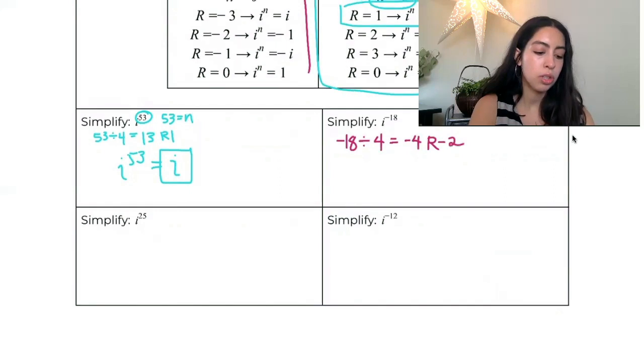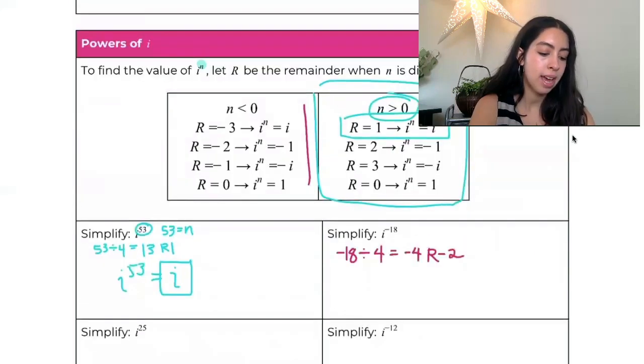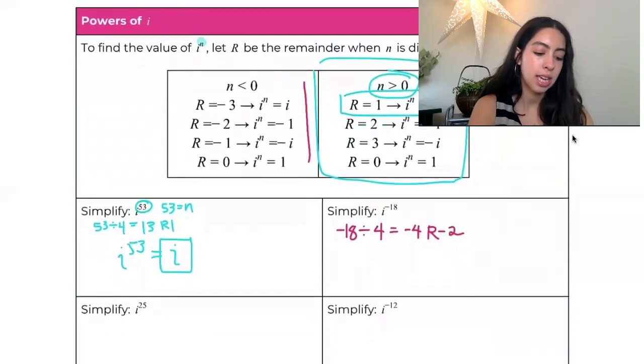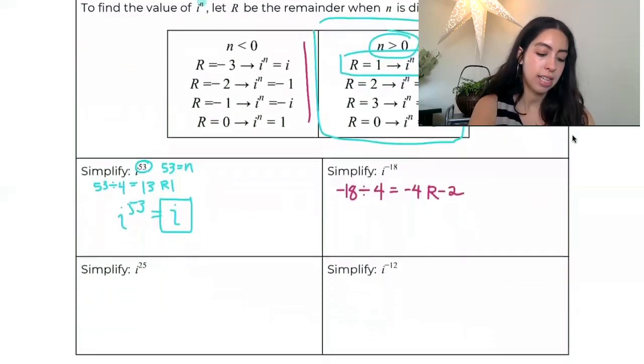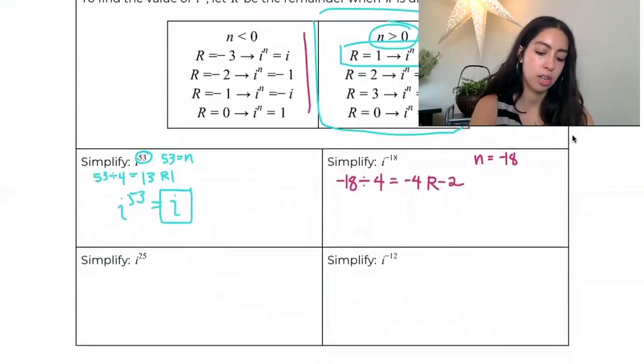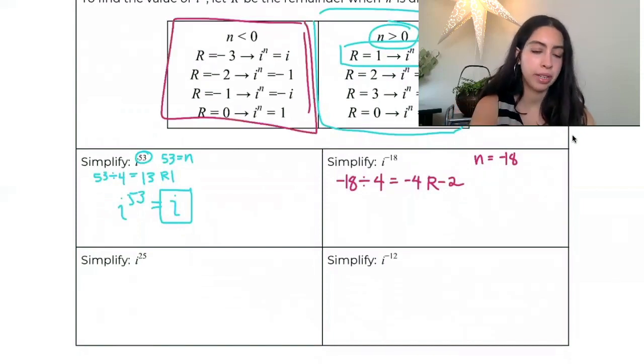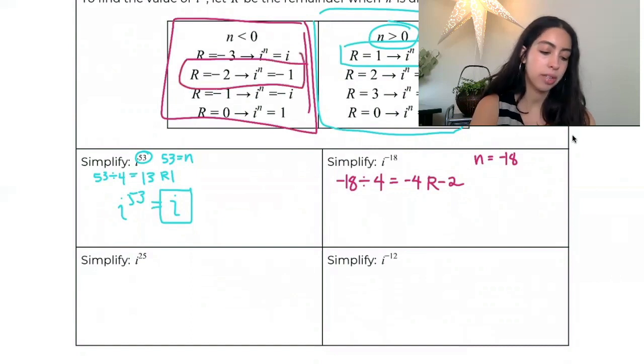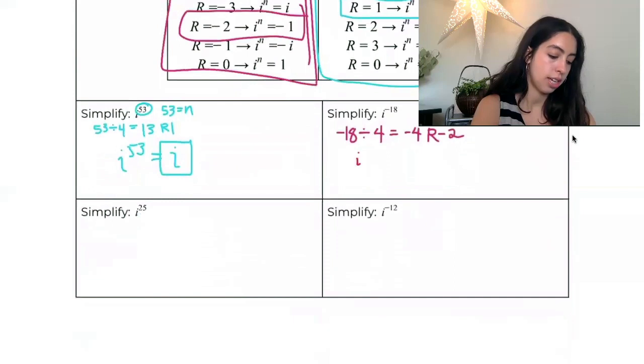So I'm going to go to the chart. I know that my n is less than 0 because my n in this case is negative 18. So I'm looking at the chart on this side over here, and my remainder is negative 2, so I know that my answer is negative 1, just based off of the chart. i to the negative 18 is equal to negative 1.